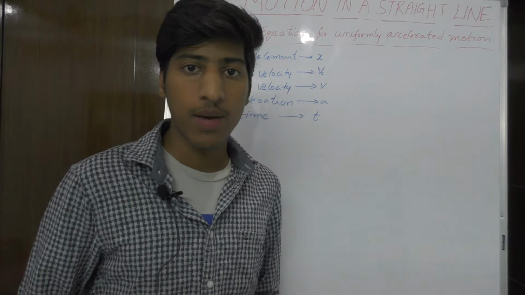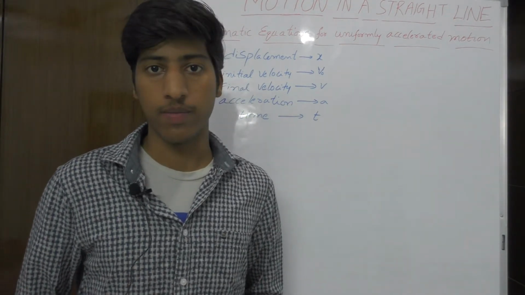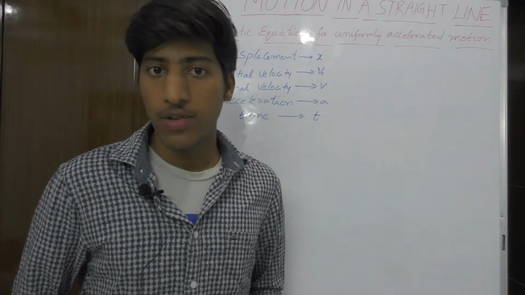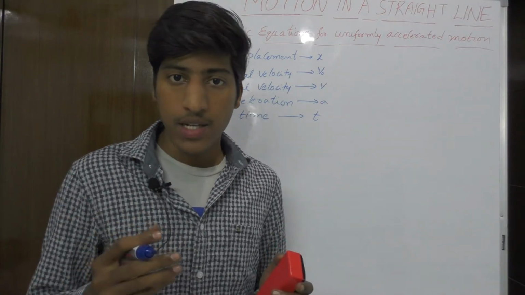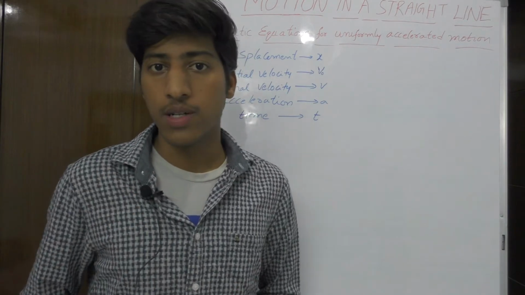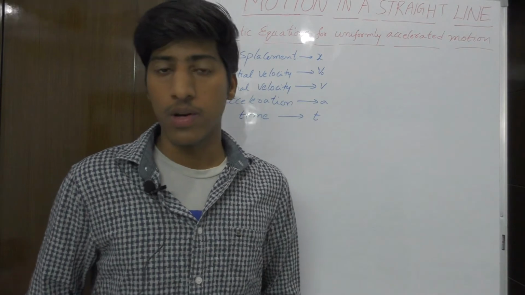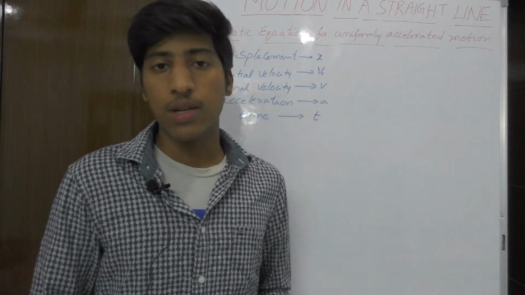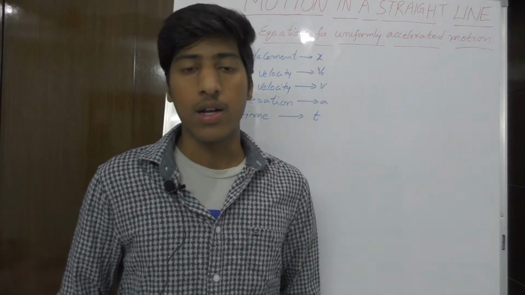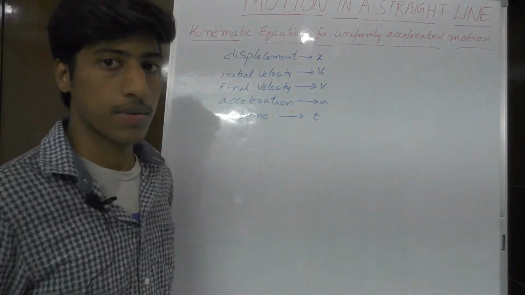Now we will be discussing kinematic equations for uniformly accelerated motion. Coming to the definition of kinematics, kinematics is a branch of mechanics which describes the motion of objects without considering the forces that cause the motion. Now, I will be deriving some simple equations, and those equations will consist of the following terms.